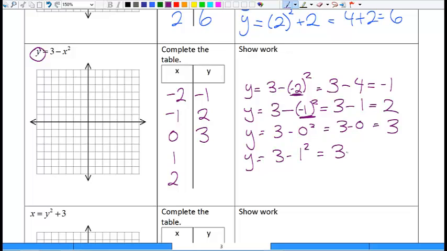And when they're positive, it's a little bit easier. Students don't make as many mistakes on positive ones. So I have 3 minus 2 squared. That's 3 minus 4, which is -1.